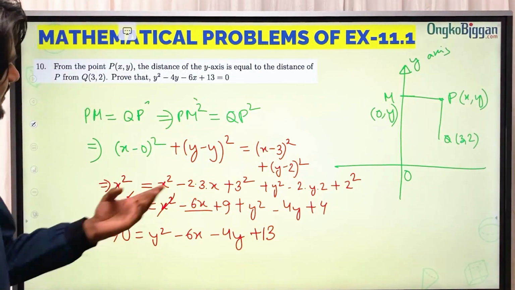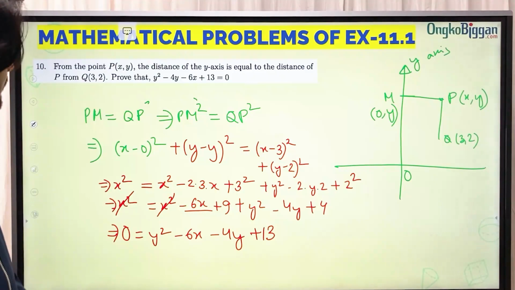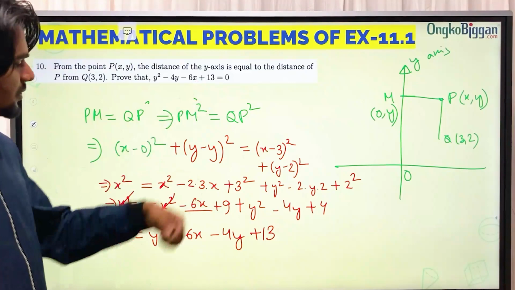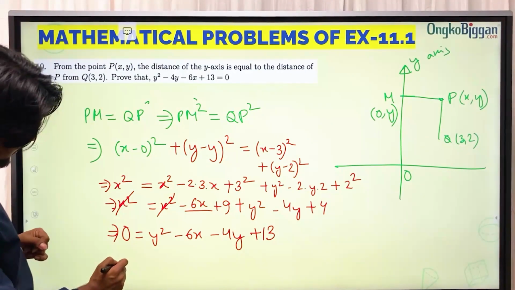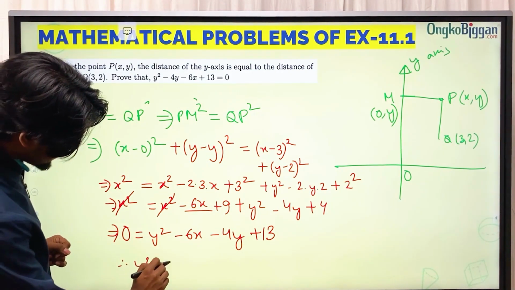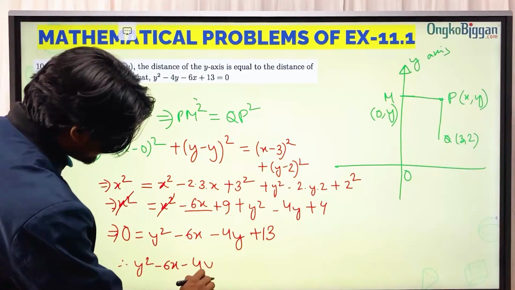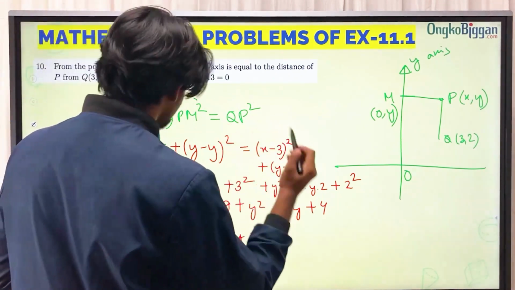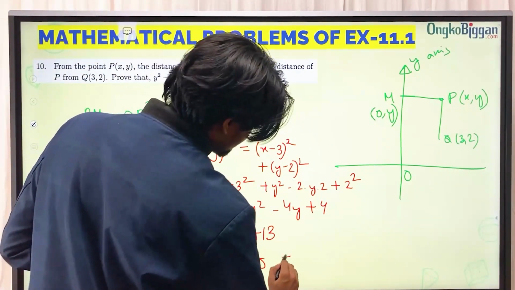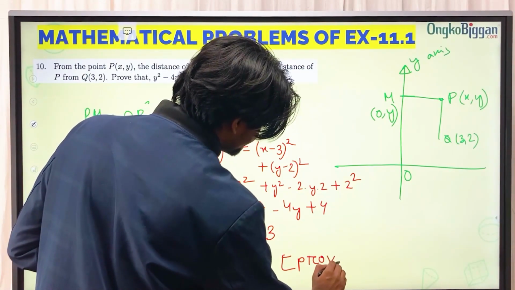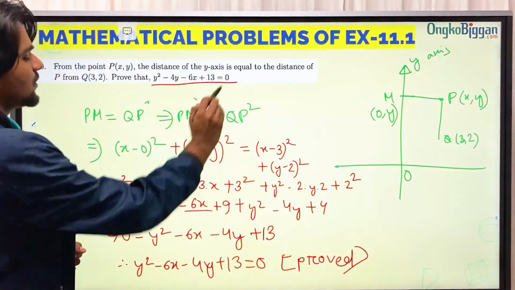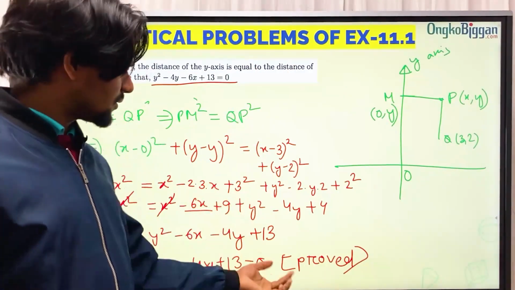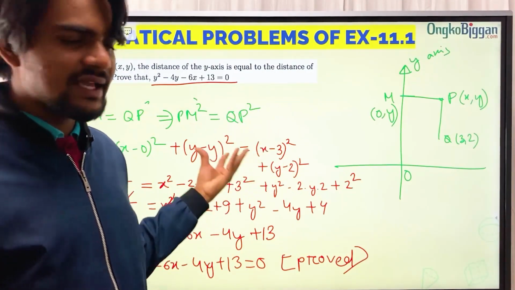So let us compare this and this, to see whether we have solved the problem. We got y square, minus 6x, minus 4y, and plus 13. So we actually solved the problem. Therefore, y square minus 6x minus 4y plus 13 is equal to 0. We write proved, because it is said that we need to prove this becomes equal to 0. So this is how this math is basically done.